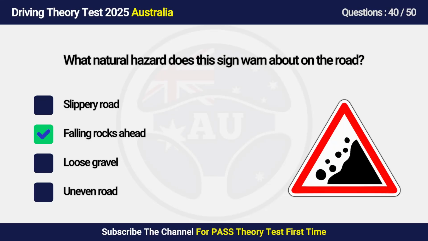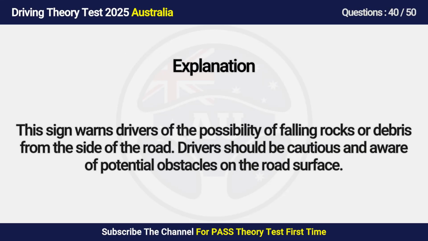Answer is B. Falling rocks ahead. This sign warns drivers of the possibility of falling rocks or debris from the side of the road. Drivers should be cautious and aware of potential obstacles on the road surface.